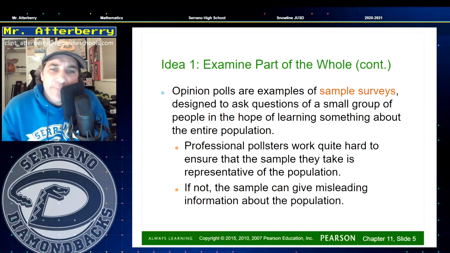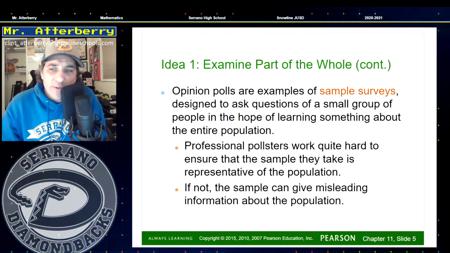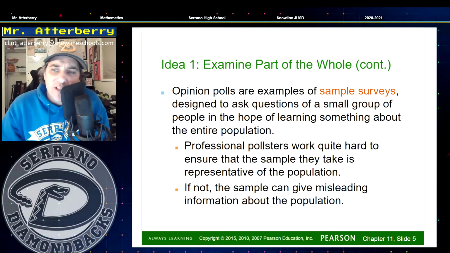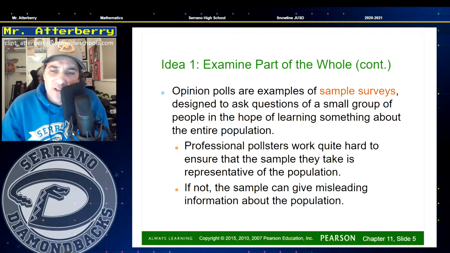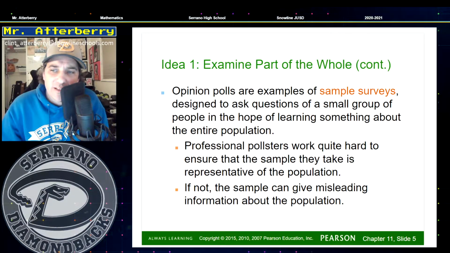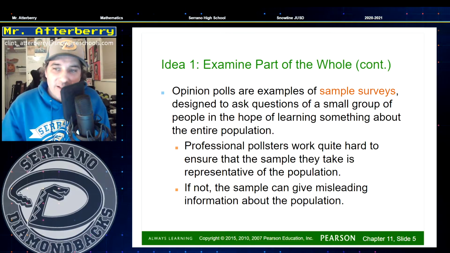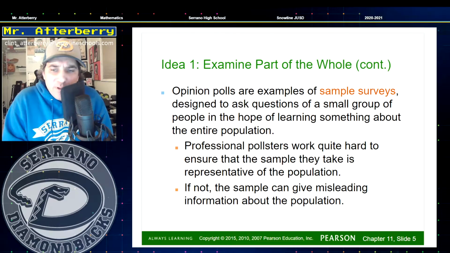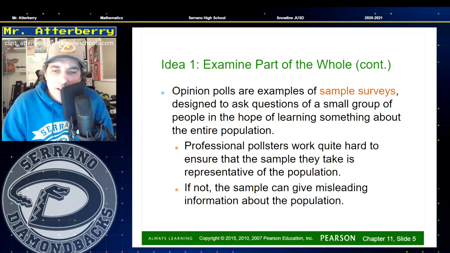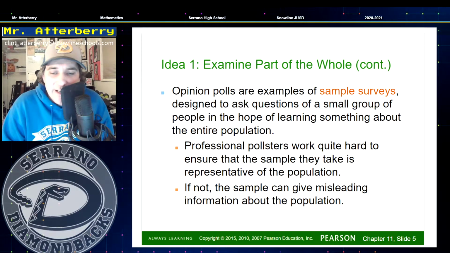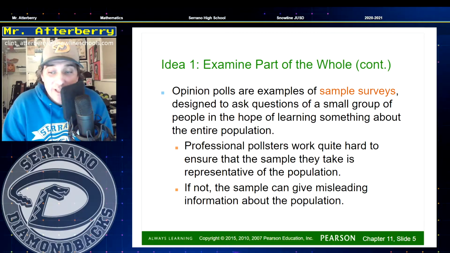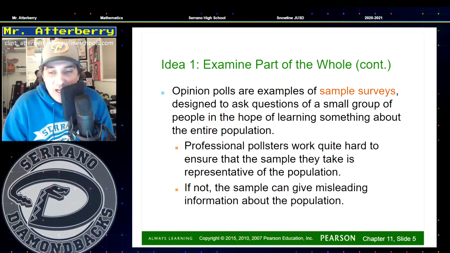So continued here, opinion polls are examples of sample surveys designed to ask questions of a small group of people in the hope of learning something about the entire population. Okay, a sample survey is designed to ask questions of a small group of people in the hope of learning something about the entire population. Professional pollsters work quite hard to ensure that the sample they take is representative of the population. If not, the sample can give misleading information about the population.